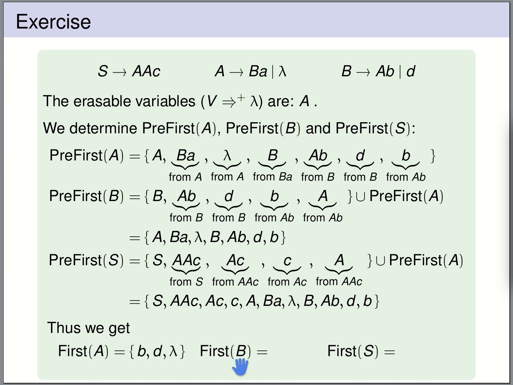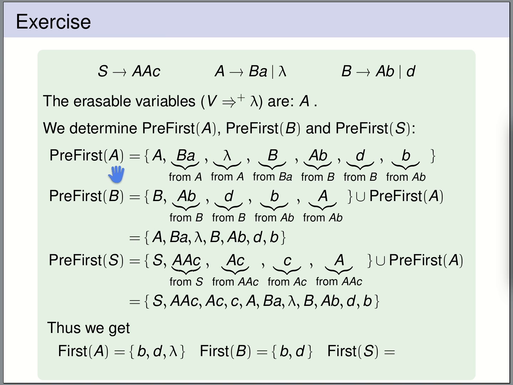First of B contains all the terminal letters in pre-first of B, which is the same as pre-first of A. So again, we get B and D. What about lambda? This time lambda is not in the set because B is not erasable. So we only get B and D.